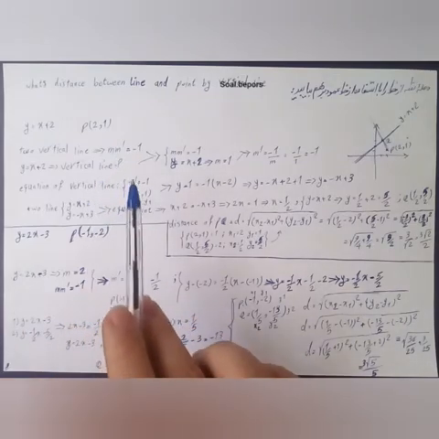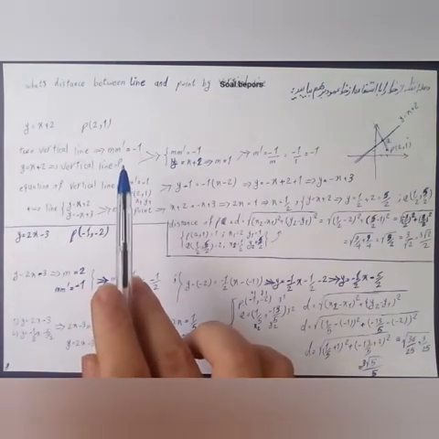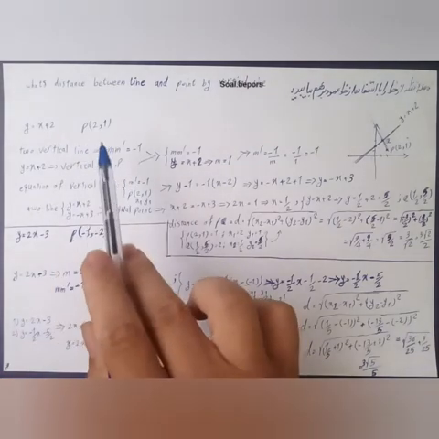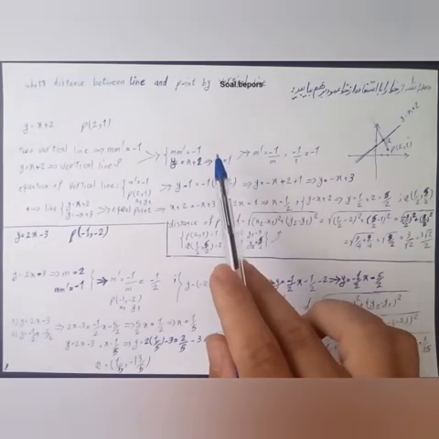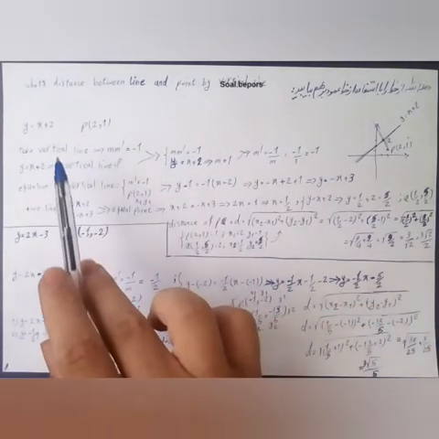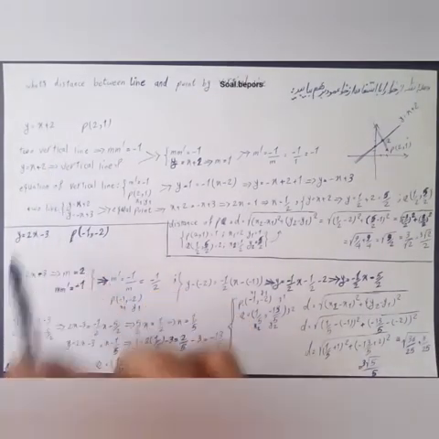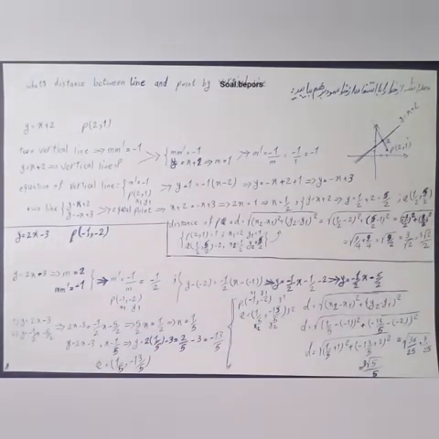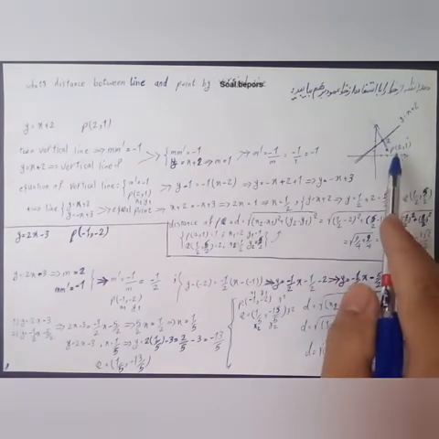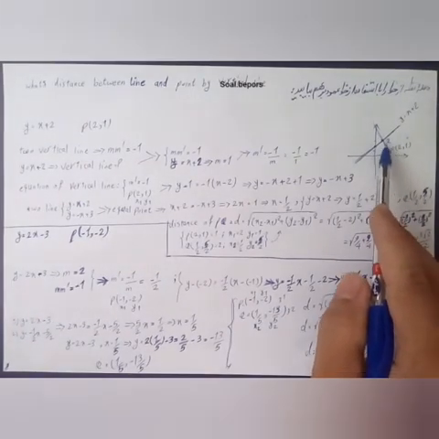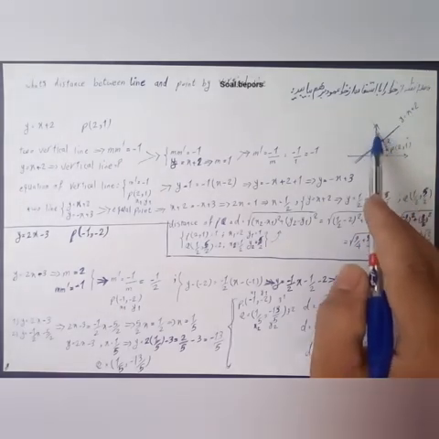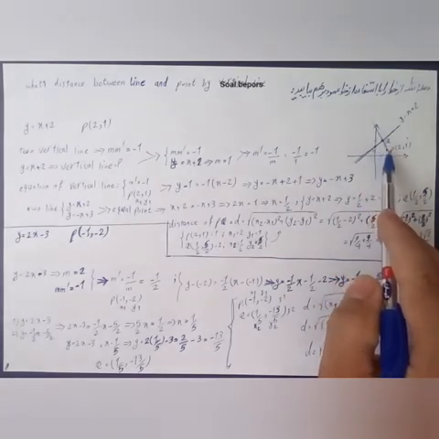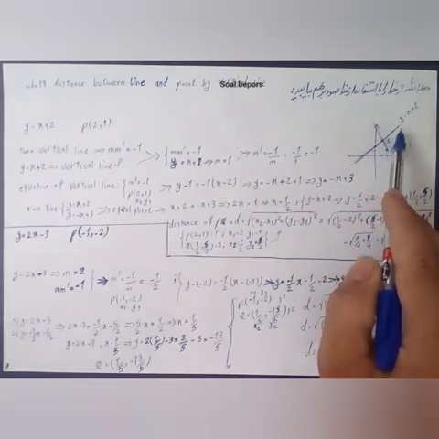calculate this distance by another method, by finding the distance between point P and the line of x plus 2 by drawing a vertical line from point P to the line of f(x).